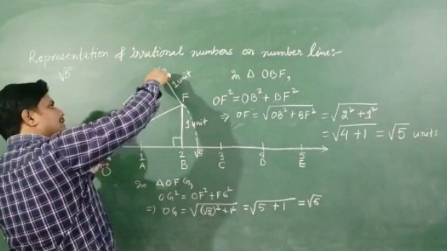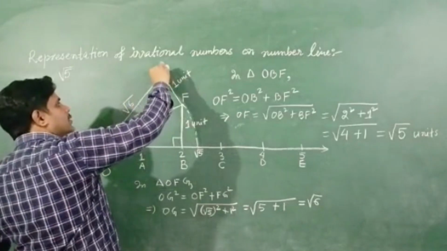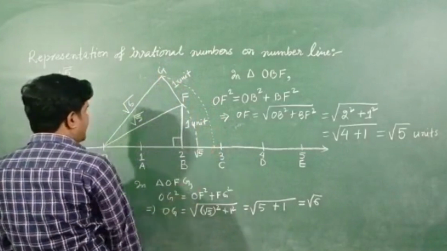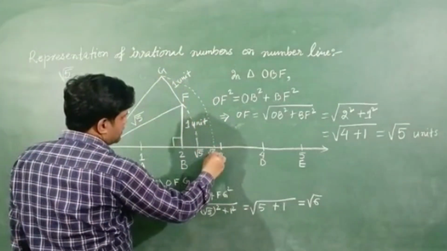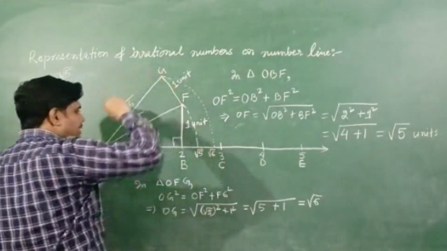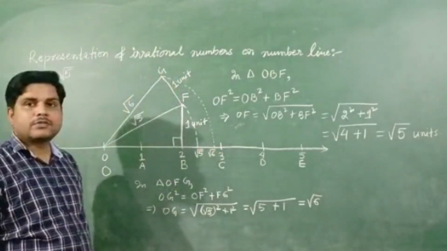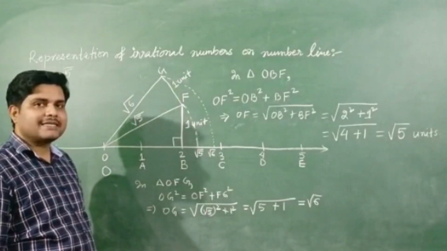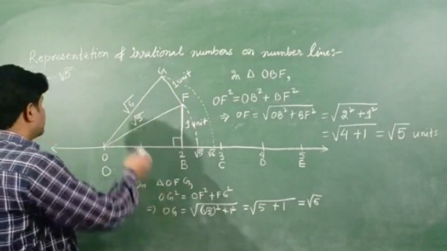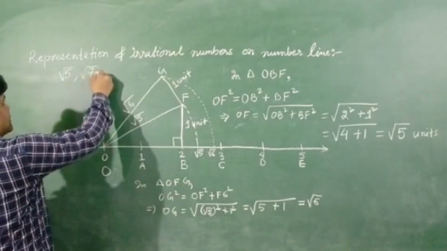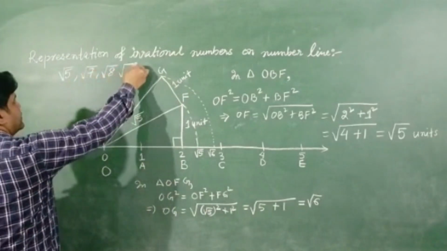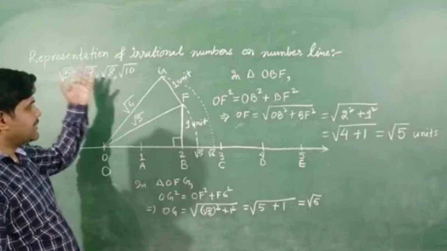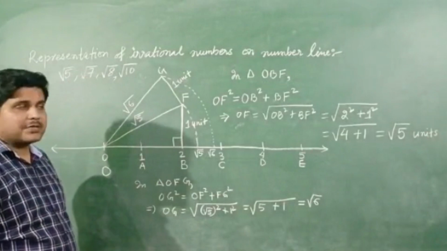Again, taking O as center and OG as radius, we cut an arc like this and we get root 6. If we repeat the process, we can find root 7. This is all about representing irrational numbers. You can try root 7, root 8 and root 10 on number lines by yourself. By repeating the process, if you have understood, you can do it easily.